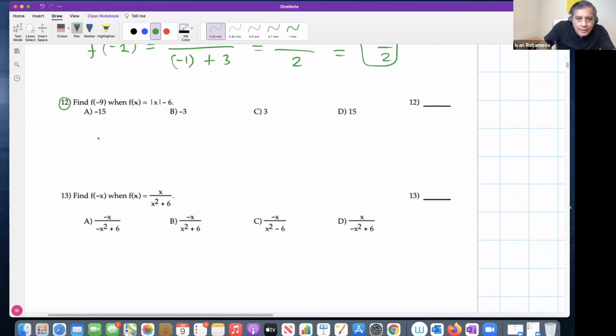They want you to do f evaluated at -9, right? Basically, absolute value of -9 minus 6. Could you figure it out?